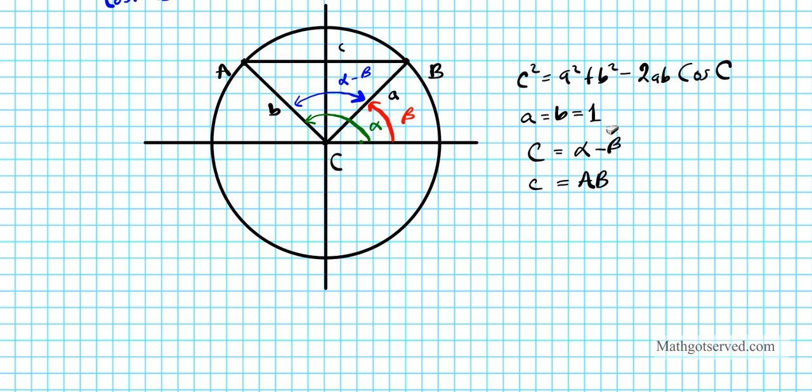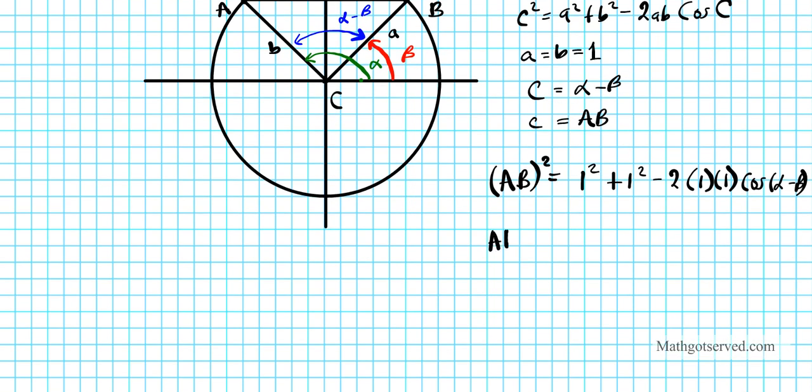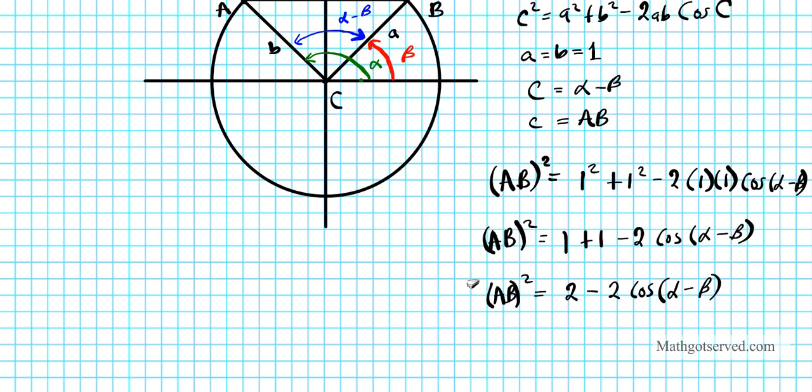When I plug in this information, I get AB squared equals 1 squared plus 1 squared minus 2 times 1 times 1 times cosine(alpha minus beta). Simplifying, AB squared equals 1 plus 1 minus 2 cosine(alpha minus beta), which gives AB squared equals 2 minus 2 cosine(alpha minus beta). We'll stop here and box this equation. We'll call it equation number 1.